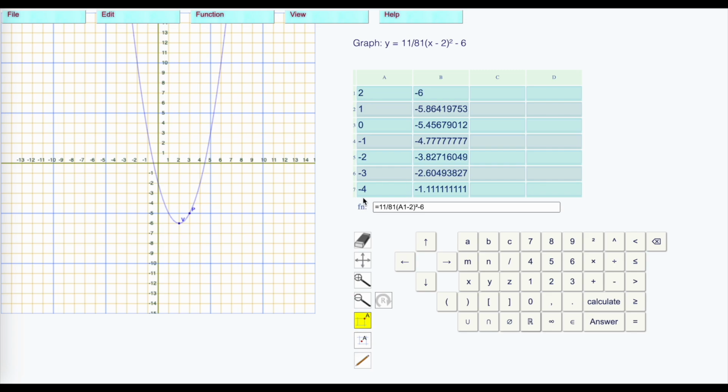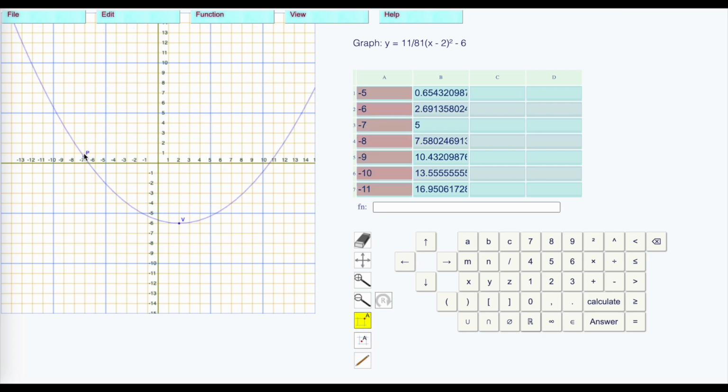We don't have any up until -4, so I'm going to change the 2 to a -5 and continue to search. And when we get to -7, we have a +5. -7, +5, this is what our parabola looks like. Press answer to see if we're right.